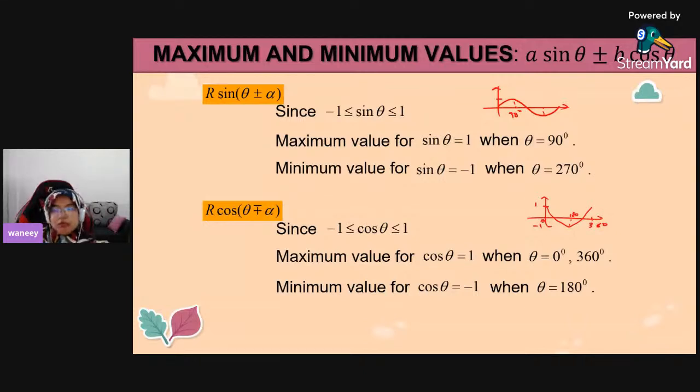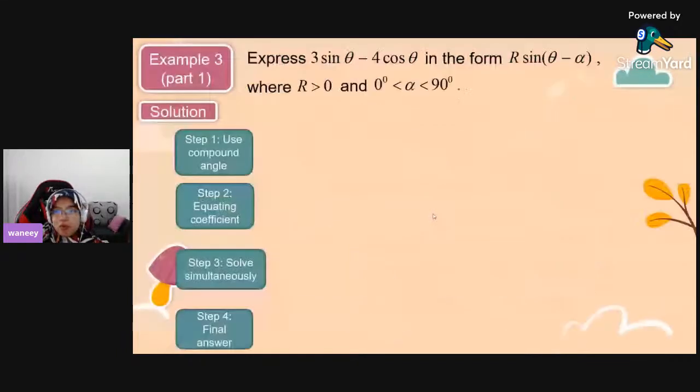Okay, so now let us do example 3 and example 4.